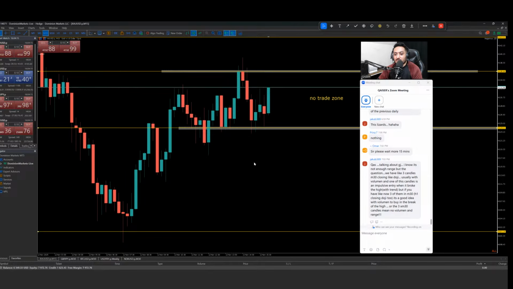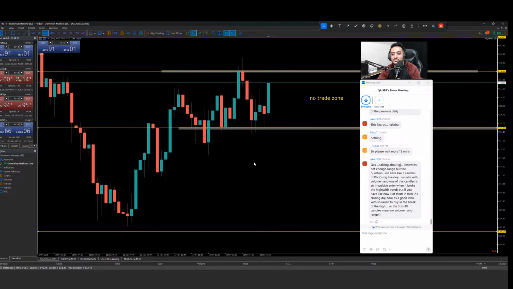So I got a letter from Mr. Jacob. Talking about GJ, I know it's not enough range, but the question is: we have three M30 candles closing like doji. Usually with volume, one of the candles is an impulse entry when it breaks the high with the trend. But if you now have three of them in M30 and H1 closing doji, is it a good idea with volume to buy the break of the high, or do the three M30 candles mean no volume and range?